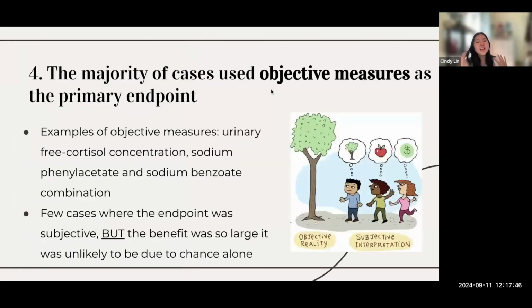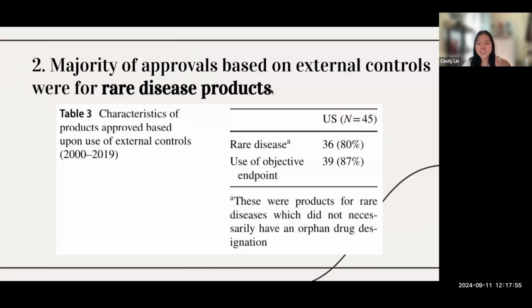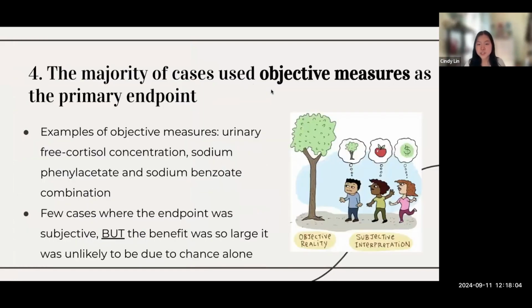Last but not least, they found that the majority of cases used objective measures as the primary endpoint. In this slide, it showed that 87% of the products that they studied used an objective endpoint. Some examples of objective measures that they mentioned in the article were urinary free cortisol concentration, as well as sodium phenylacetate and sodium benzoate combination. There were a few cases where the endpoint was subjective, but the difference between the treatment effect of the external control and the experimental arm was so large that the authors deemed that it was unlikely due to chance alone.